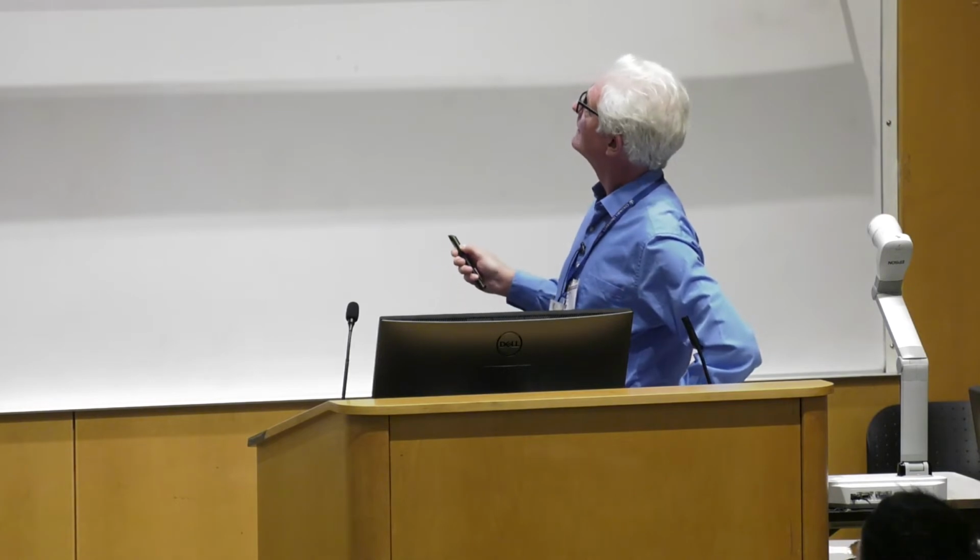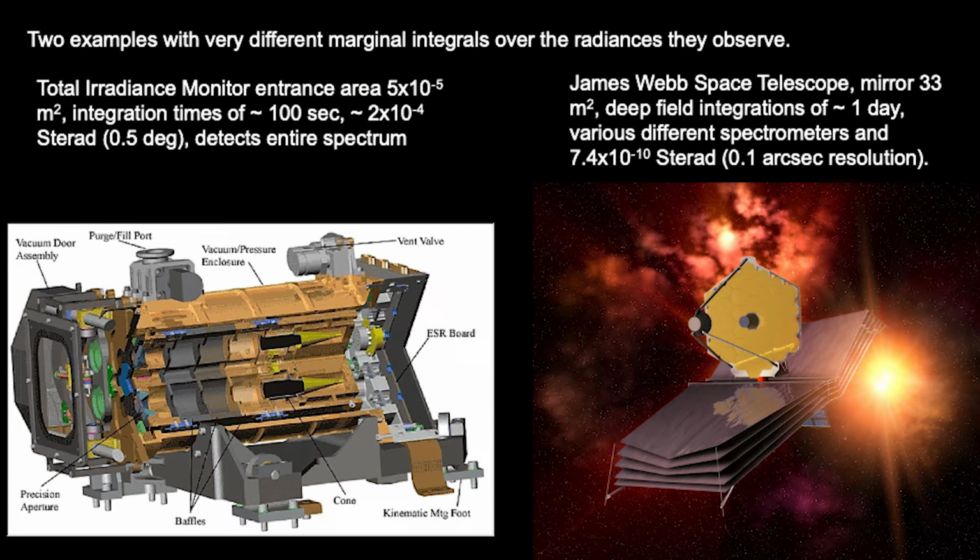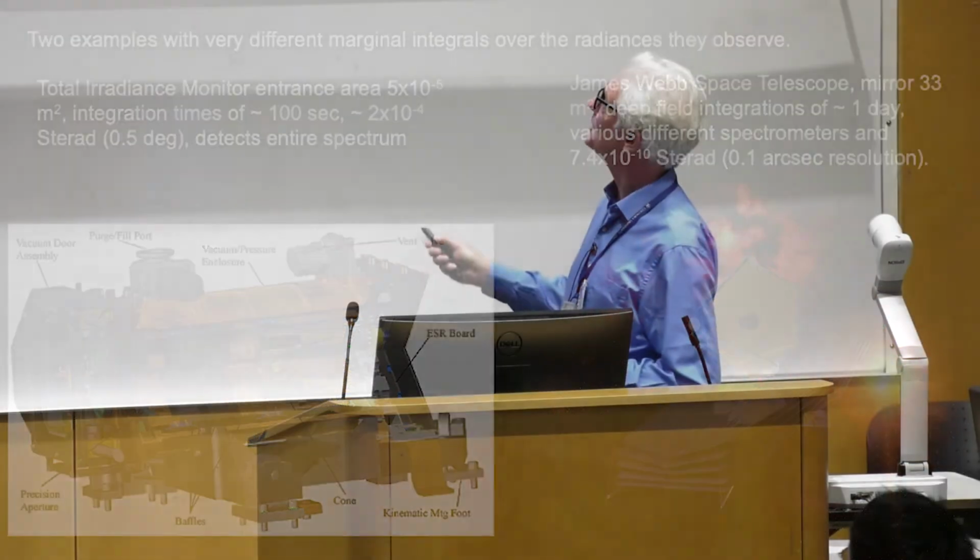Okay, so coming back to looking at the sun, this is the total irradiance monitor, and I just want to point out that these are very similar instruments in some respects and not in others. So the total irradiance monitor has a very, very precise entrance aperture. They know the size of this entrance aperture to within 1 part per million, but it's only got 5 times 10 to the minus 5 meters squared, because you're looking at the sun, and it's a nearby star, and it's really bright. And as a result, you only need about 100 seconds of integration. The solid angle is actually quite big. It's half a degree. It's the full solar disk. And it detects the entire solar spectrum effectively from around 200 nanometers out to 100 microns.